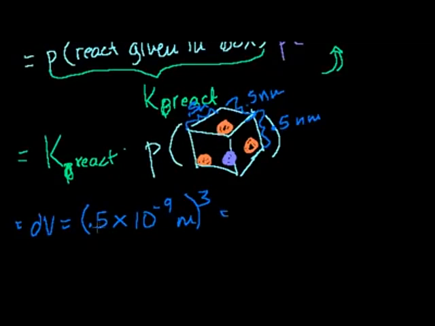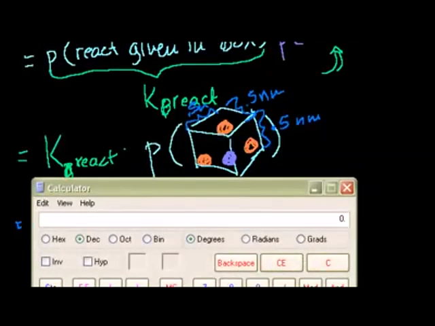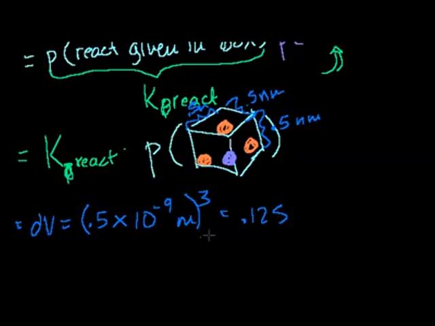So this is equal to 0.5 to the third power. That's what? 0.5 times 0.5 is 0.25, times 0.5 is 0.125. I want to do the math right, so let me make sure I got that right. 0.5 to the third power is 0.125, times 10 to the minus 9 to the third power, which is minus 27. So 10 to the minus 27 meters cubed. So that's my volume.